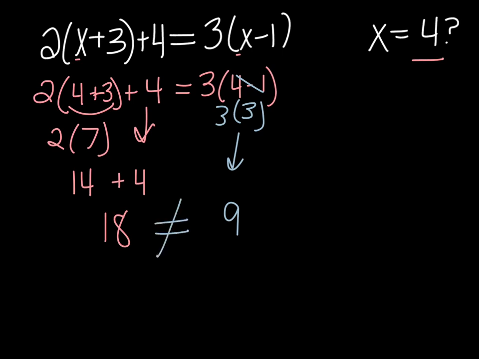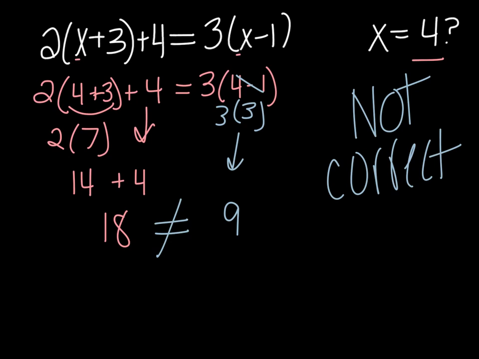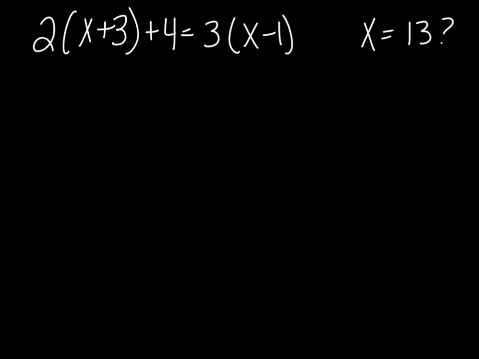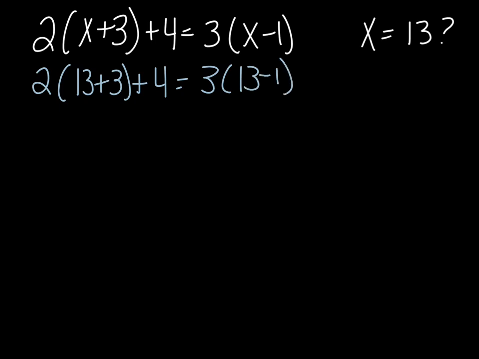No, obviously it doesn't. So that tells me that x equals 4 is not correct, and that I would need to go back and try my equation again. Okay, and if I tried it again and I got the same answer, then I'd want to try my check again because maybe the error was in my check. But on this one, x equals 4 is not correct. Okay, so let's say we went back and we tried the equation again. This time we got x equals 13. Let's check that solution. 2 times 13 plus 3 plus 4 equals 3 times 13 minus 1.